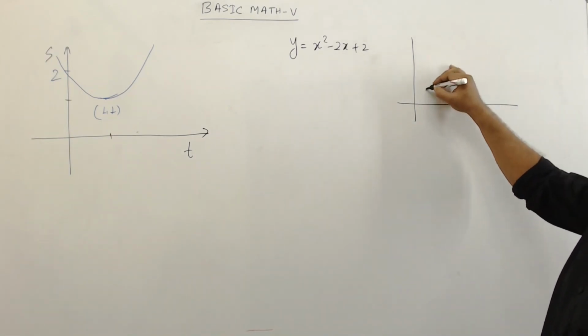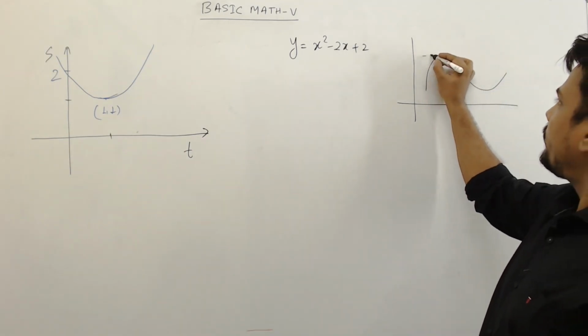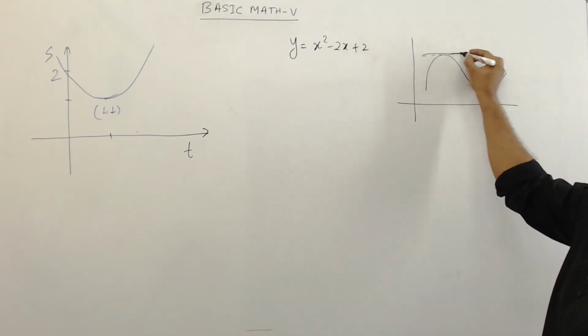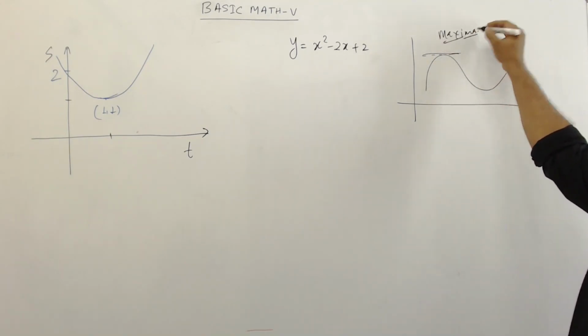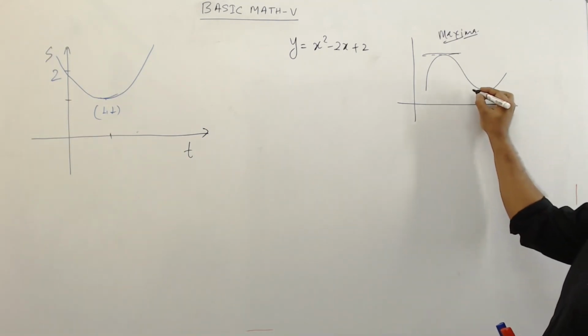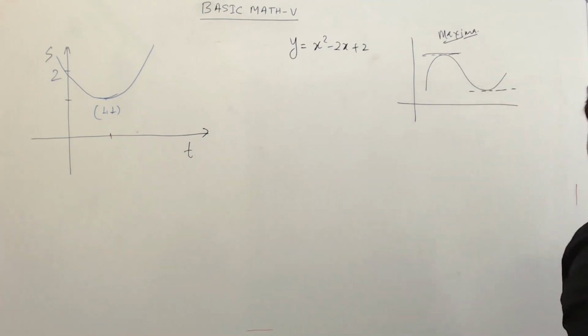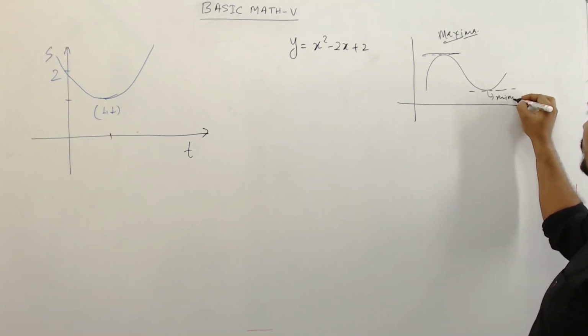Just for example, let's suppose I have a graph like this. Check it out. At this point, it is attaining the maxima. This is the point of maxima. We can have local maxima, local minima. You're going to study that in maths. And let's suppose this is a point where we have the minima, because this is a minimum value, right? So this is the minimum.